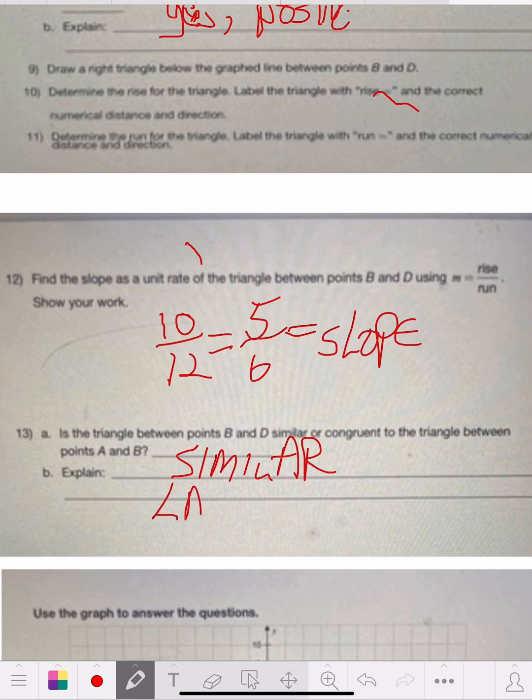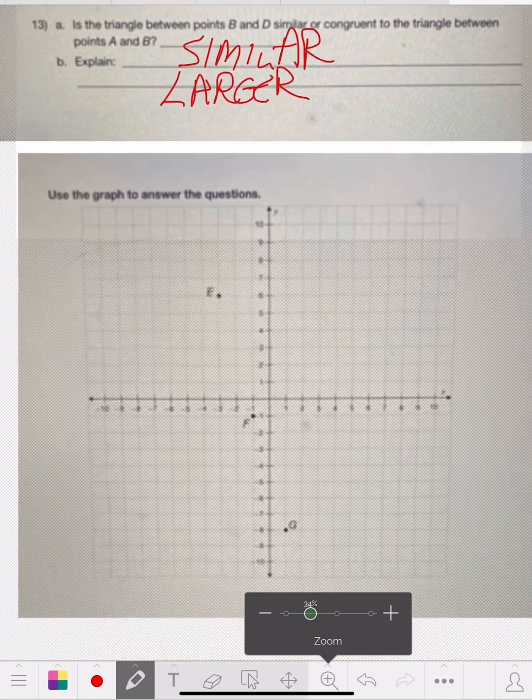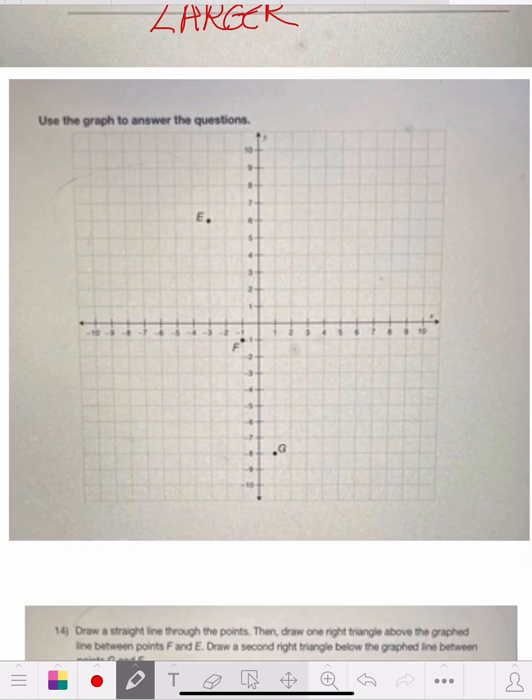Larger. I'm going to write the word larger. Okay, it's just a larger triangle. So we get that. And hey, that's it for that one. Now we're down to a different type, okay?